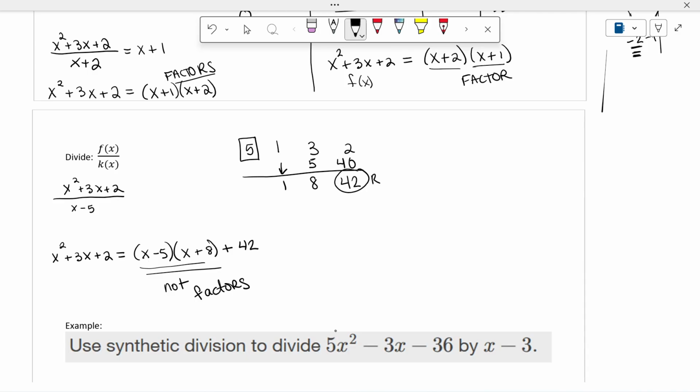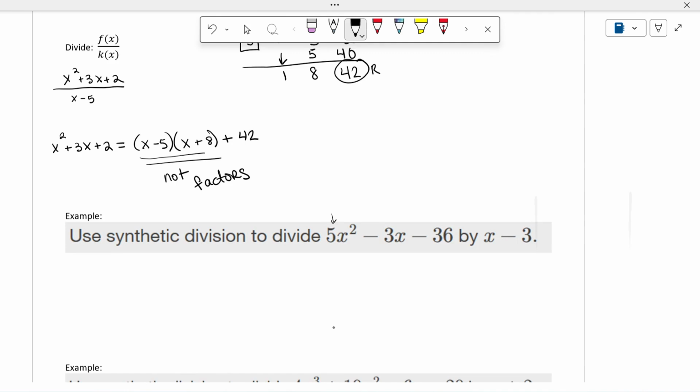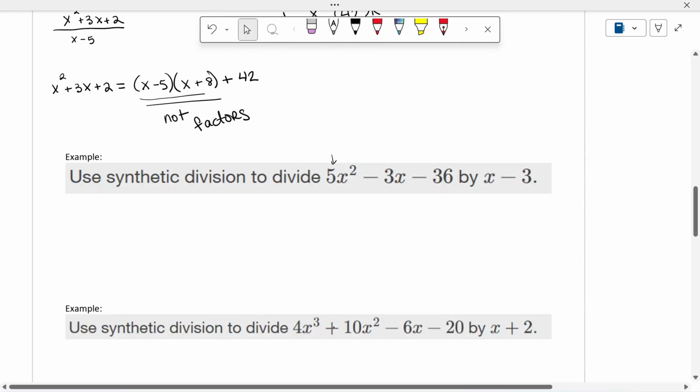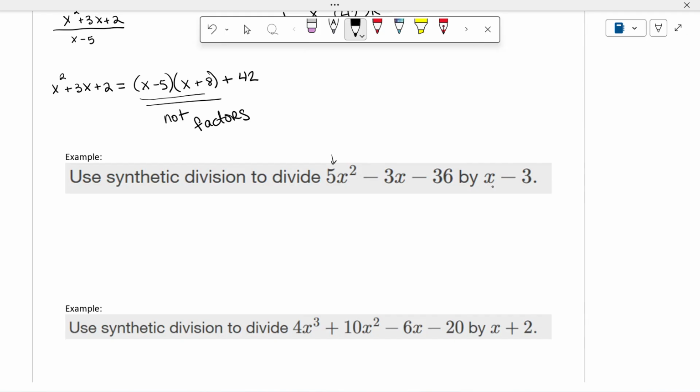Here you'll notice I have a leading coefficient that's not 1 like the previous examples did. Let's try synthetic division and try to divide out x minus 3. So that means I put a positive 3 in the box, and my coefficients are 5, negative 3, and negative 36. Real quick note here, if you have a term that doesn't exist, I would have to add a 0 as a placeholder when doing synthetic. Okay? All right.